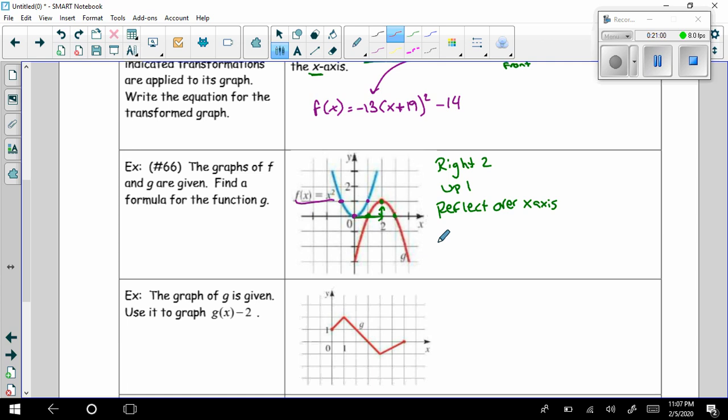And at this point, we can now write our equation. So we have f of x equals x squared as our original. We want to move that right 2, so we do x minus 2 squared. And we want to go up 1, so we're going to add 1 over here. And we want to reflect across the x, not the y. And so we're going to put a negative out front.